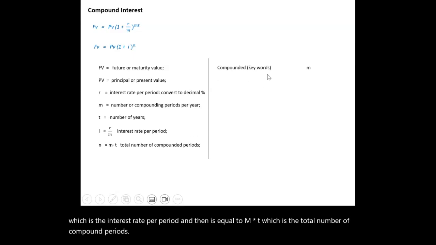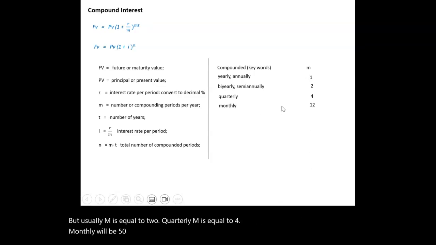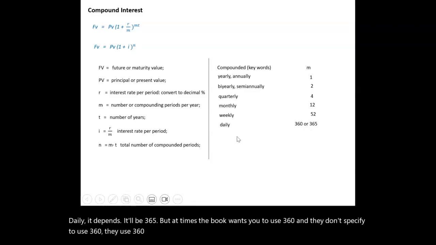And here are the keywords for compounding. If it says yearly or annually, M is equal to 1. Bi-yearly or semi-annually, M is equal to 2. Quarterly, M is equal to 4. Monthly will be 12. Weekly will be 52. Daily, it depends. It'll be 365, but at times the book wants you to use 360. If they don't specify to use 360, use 365.